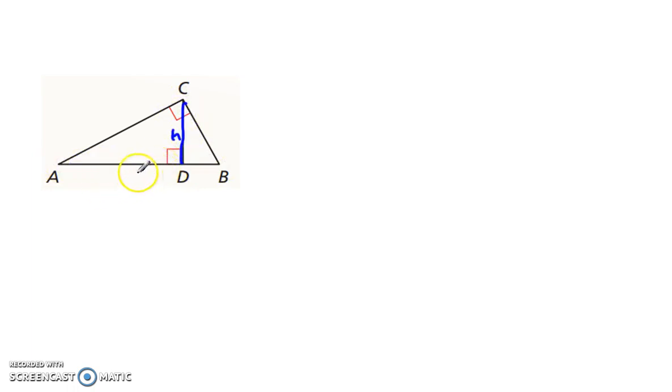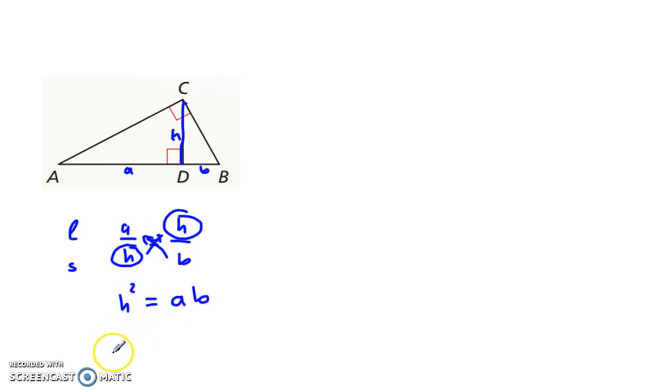So if I was to call this side, let's say this is A and this is B, then I can do longer leg to shorter leg. Longer leg is A to shorter leg H, and longer leg over here is H to shorter leg B. Notice I've got H here and H there. So I can cross multiply this, and then I have H squared is equal to AB, and boom, geometric mean right there. Yeah, I can solve.